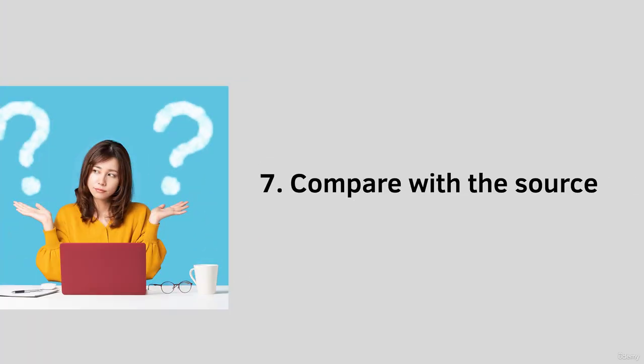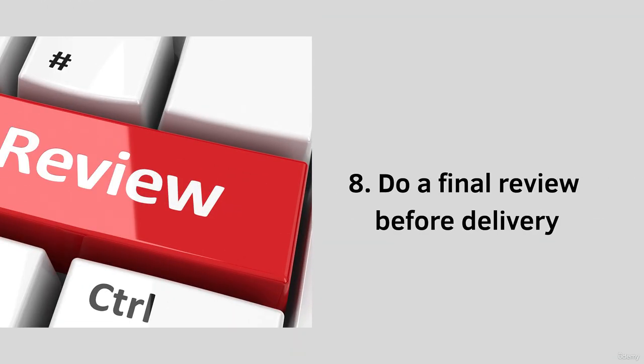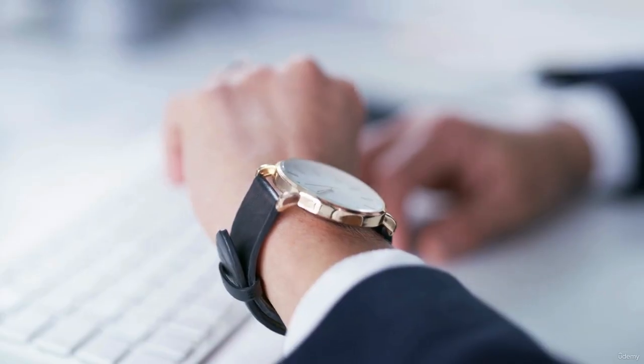7. Compare with the source document. After polishing your draft, return to the source document and do a sentence-by-sentence comparison to check for accuracy and completeness. You might discover that you accidentally skipped a section, misinterpreted a number, or even left out a keyword like "not," which can completely change the meaning. 8. Do a final review before delivery. If deadlines allow, review your translation one last time before submitting it. It's surprising how often fresh errors come to light during this final read-through.